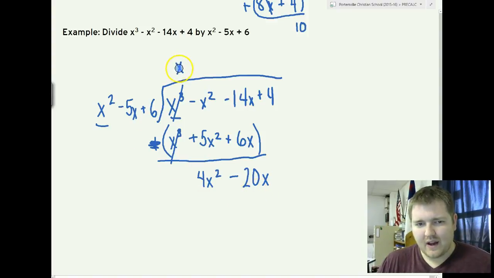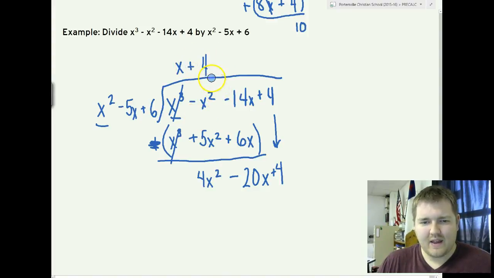So then I want to do the same thing, bring down the 4, figure out how many times x squared goes into 4x squared, and that would be 4. So 4 times x squared is 4x squared, and 4 times negative 5x is negative 20x. 4 times 6 is 24.